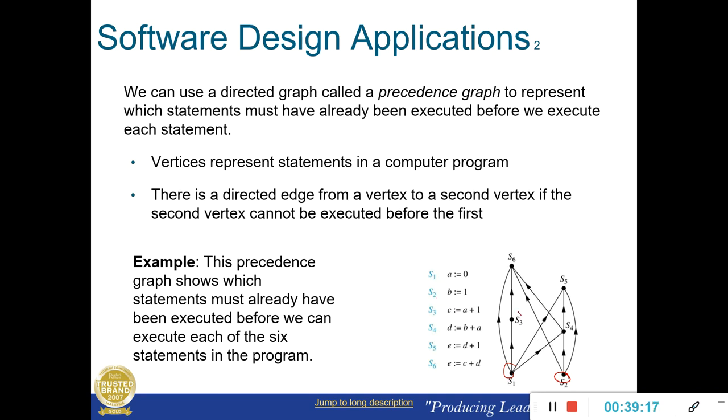But if you go to statement 3, if you want to execute statement 3, you have to execute statement 1 first, and statement 2. Statement 3 is A plus 1. Statement 4 is B plus A. If you are at statement 4, you have to execute statement 1 and statement 2 first. You cannot simply execute statement 4 without executing statement 1 and statement 2. So this is one example of an application where you can use graph theory to model it.